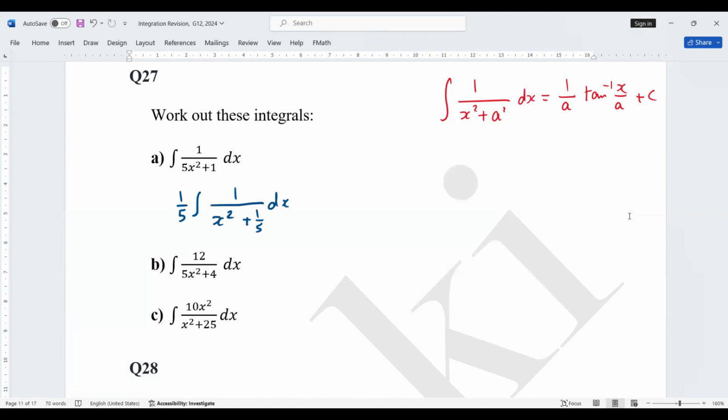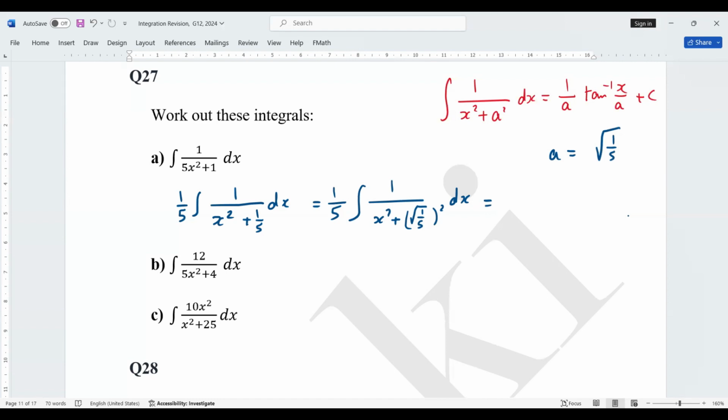We need to write 1 over 5 as a number squared, like a squared. Then it's 1 over 5 integration 1 over x squared plus square root of 1 over 5 all squared dx. The square root of 1 over 5 all squared is 1 over 5. Why do we do this? To apply the rule. Then what is a here? a equals the square root of 1 over 5 in this question.